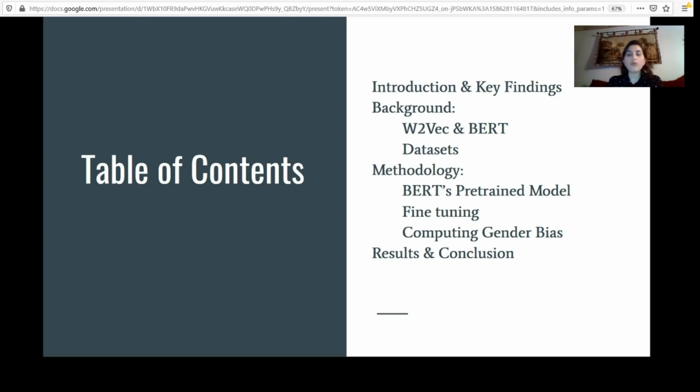This is the overview of what I'm going to talk about in this presentation. I'm going to start with the introduction and talk to you about the key findings, and then I'm going to break it down to the background with the word embedding itself, and talk about the data sets, and I'm going to go further to the methodology part, talk about the pre-trained model, the fine-tuned part, and then talk about how we calculate the gender bias, and conclude our research work with the results.